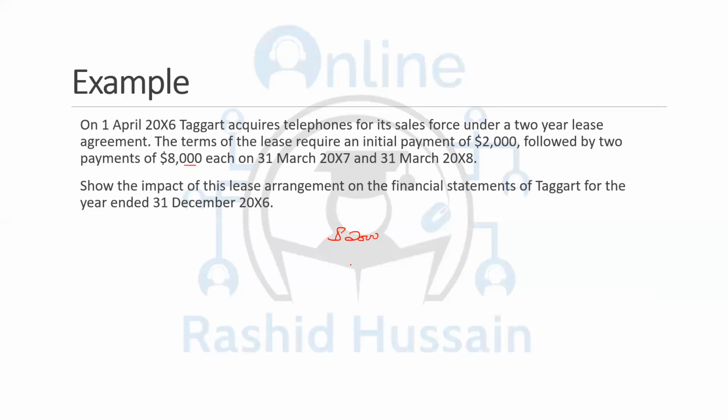So it is very important to understand the question properly. Followed by means further 2 payments of $8,000 each. That simply means 8 and 8, 16, plus 2, 18. 18,000 is the total amount you're paying for 2 years. So the per year lease payment is 9,000. This is 9,000 per year.